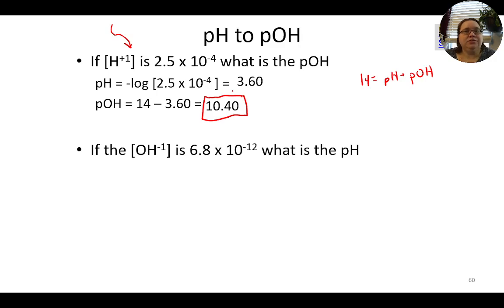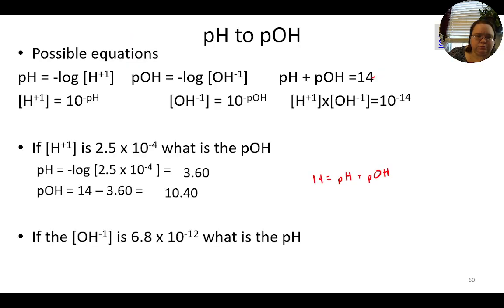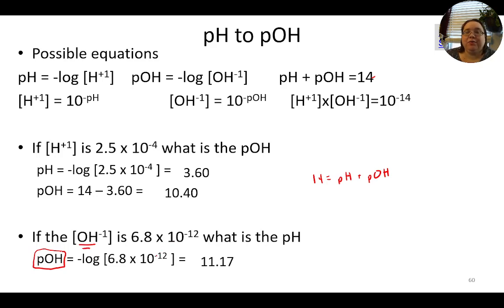See if you can do the opposite. Can you go from OH to pH? All right, so I'm trying to do the opposite. I'm giving you concentration. Anytime you see concentration, unless you're going to the other concentration, take the negative log. So if I'm taking the negative log of this number, I am finding pOH. The negative log of that number is my pOH. It's important to note that since it's the hydroxide concentration, it's the pOH.